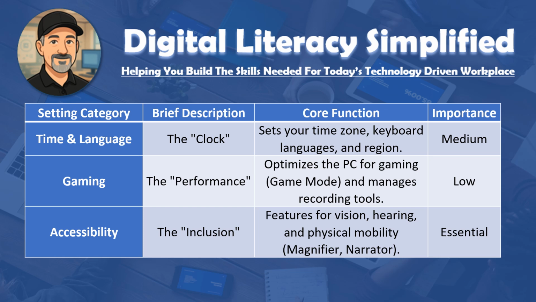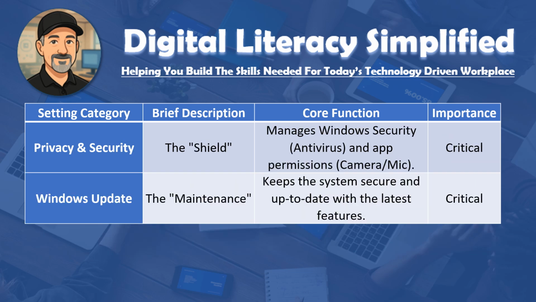Accessibility, the inclusion, features for vision, hearing, and physical mobility. It's an essential setting. Privacy and security, the shield, manages Windows Security, antivirus, and app permissions, of critical importance. And Windows Update, probably one of the most important settings that you can work with. It keeps your system secure and up to date with the latest features.